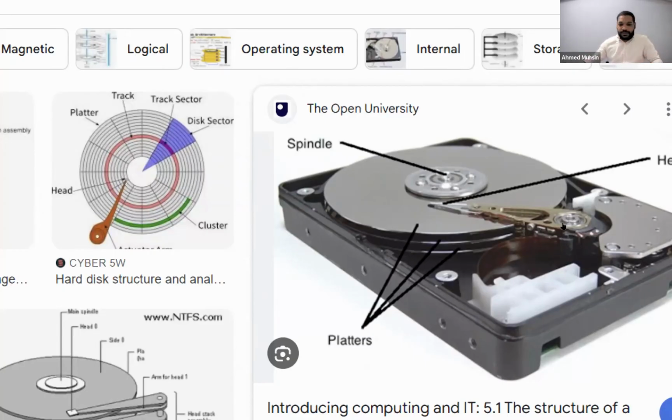Then guys, can you all see in the middle? This middle, what do you all see here? What do we call it? Your spindle. What do you think the spindle does? Rotates your platter. The spindle rotates your platter. Sounds good?